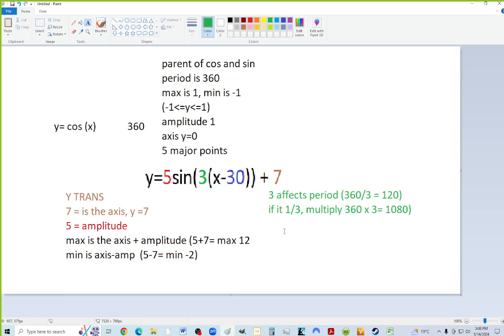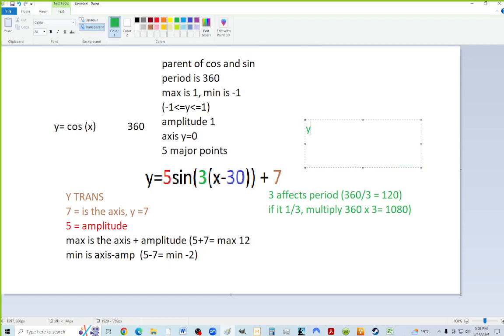So the 3 affects the period. Any number where the 3 is affects the period. You either divide it by that number, and sometimes you'll see it represented as x over 3. And sometimes you'll see it with 1/3 in front of the x. These are the same thing: x divided by 3 and 1/3 in front of the x. It's harder to see when it's like that.